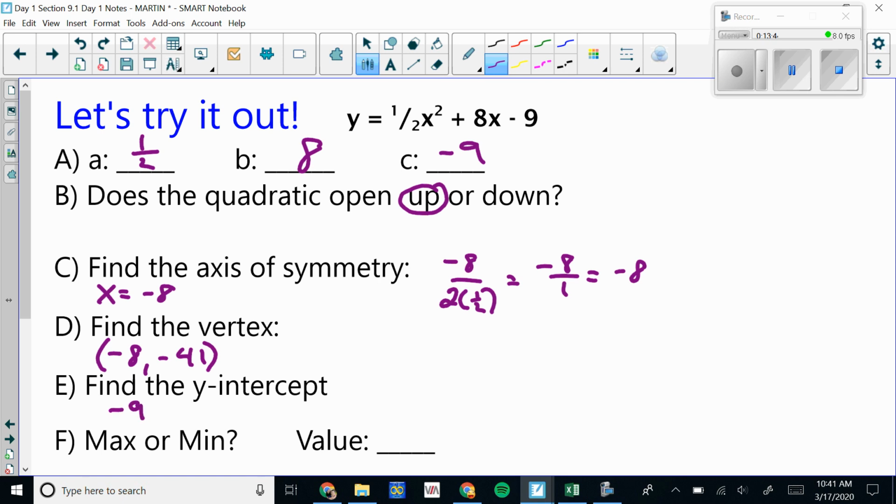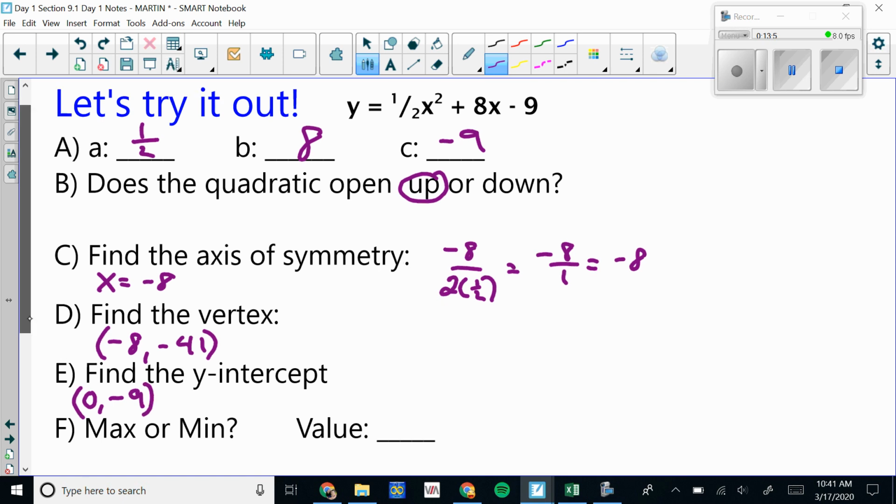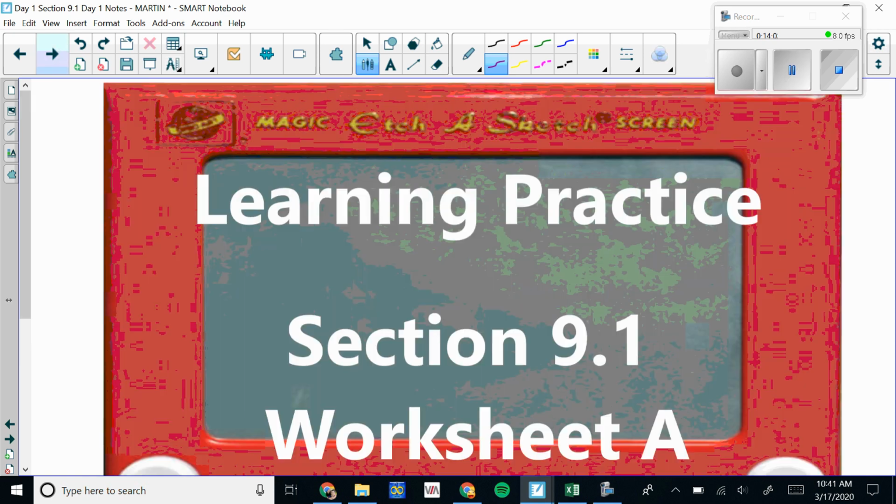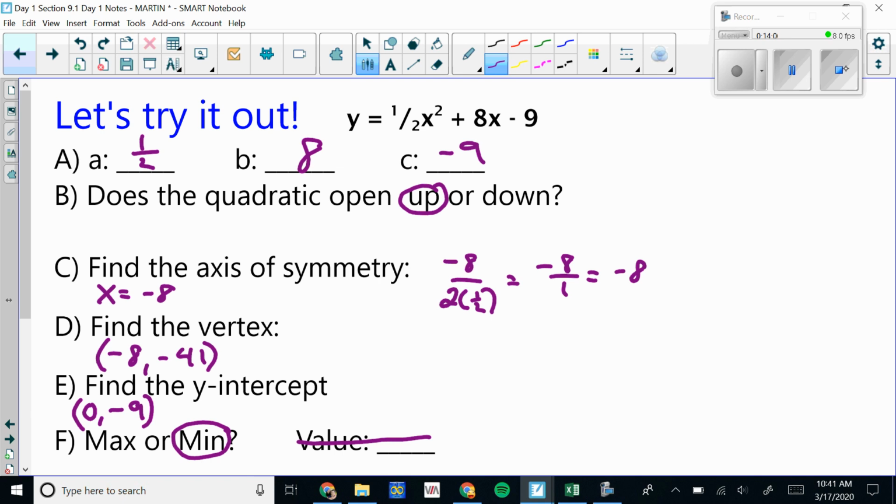It's our constant value. And we want to write that as a point, so I'm going to say 0, -9, so when x is 0. This one has a minimum because it opens up, and we do not need to do the value. All right, and that is it. Okay, so we'll stop there for today.